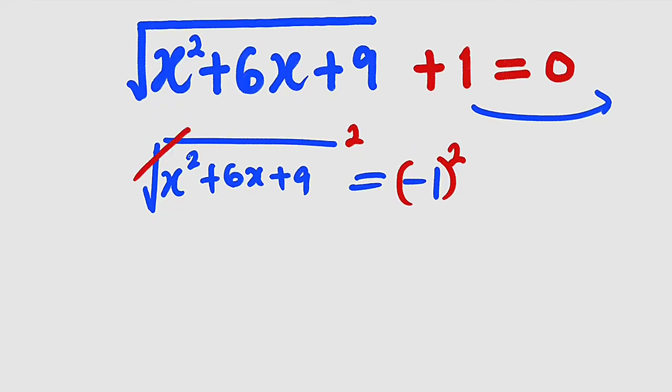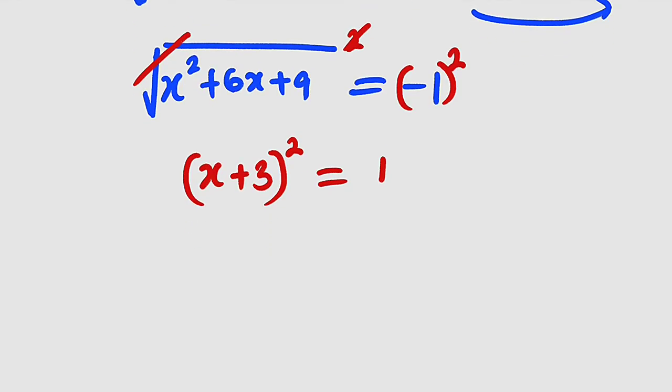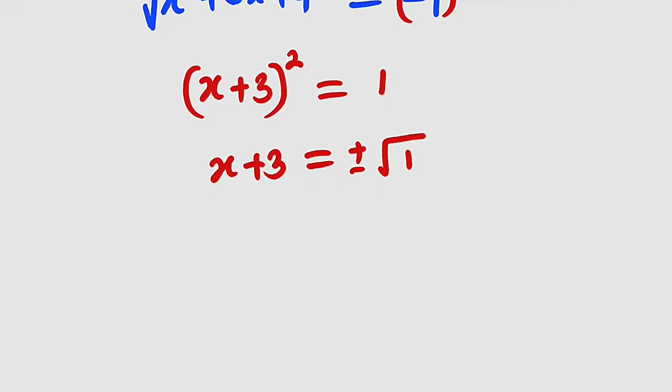Squaring the left hand side, the square root will cancel the power of 2, leaving x squared plus 6x plus 9, which I know is the same thing as x plus 3 whole squared. And this is equal to negative 1 squared, which is 1. And we can take the square root again. The square root of the left hand side will leave us with x plus 3, and the square root of the other side will give plus or minus the square root of 1, and the square root of 1 is 1.